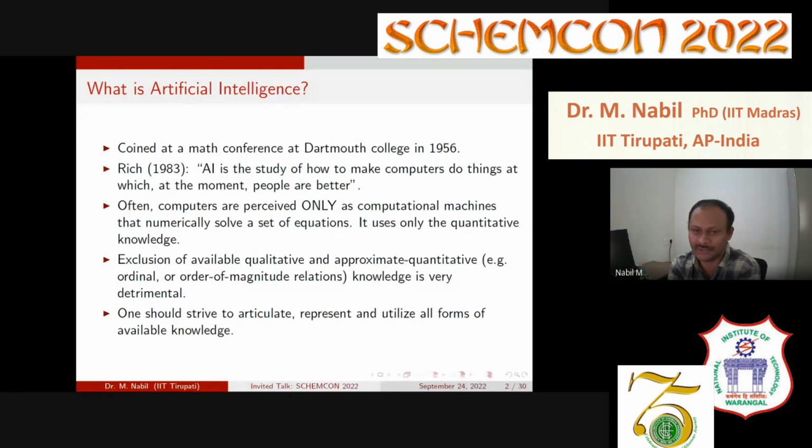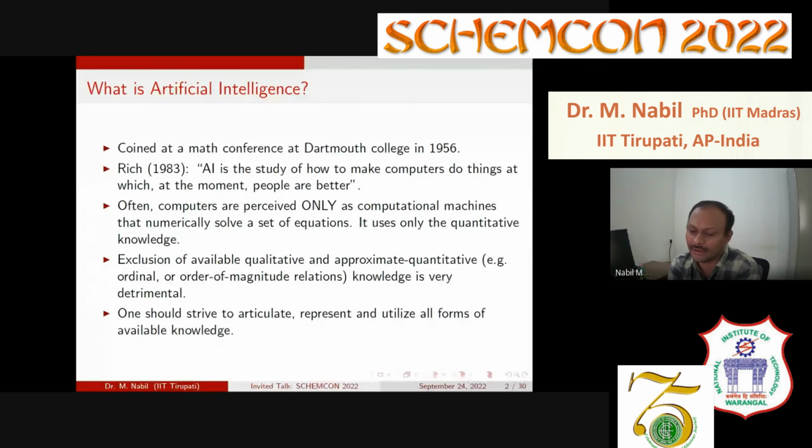So let's start with what is artificial intelligence. That's a term coined at a math conference in Dartmouth in May 1956, and it was defined to be the study of how to make computers do things that people can do better. In other words, how can we outperform the performance of humans using machines?